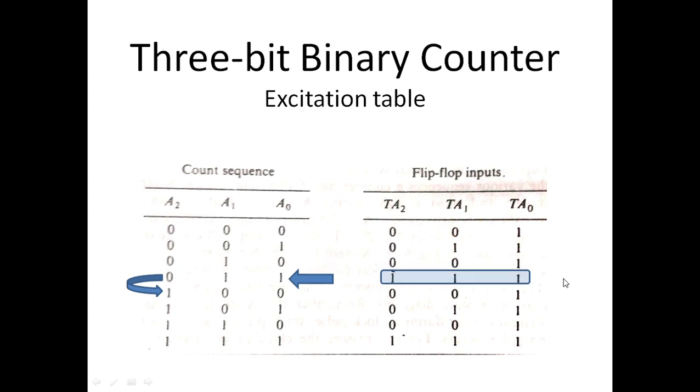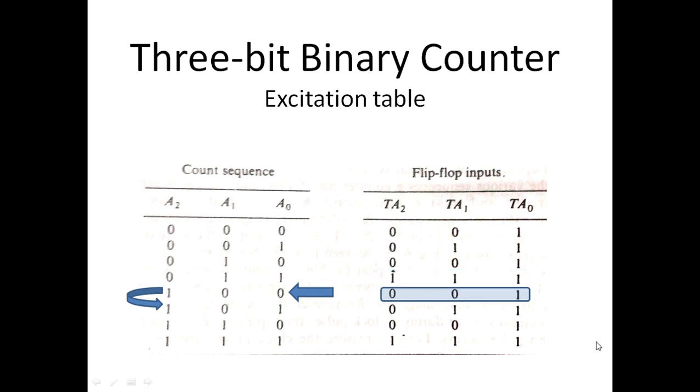Similarly, if we are in this state 0, 1, 1 and we want to come to this state, then we have to toggle the state of flip-flop 0, toggle the state of A1, and toggle the state of A2. So we provide 1, 1, 1 at the T inputs of the 3 flip-flops. This will enable us to move from this state to this state, or we can say that it will change the current state from these values to this value.